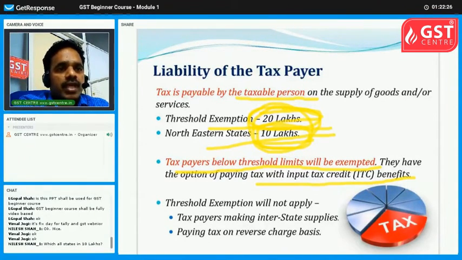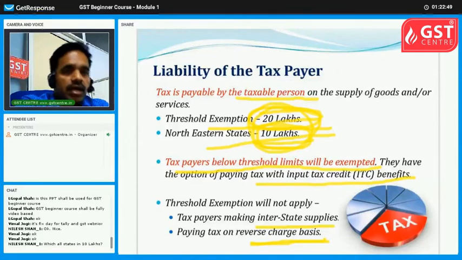Means if a person is in Tamil Nadu, supplying to customers only in Tamil Nadu, he can apply this threshold limit. But if they are making interstate supply, if the Tamil Nadu person is supplying to Maharashtra or Kerala, they have to register under the GST system and this threshold exemption will not be applicable.